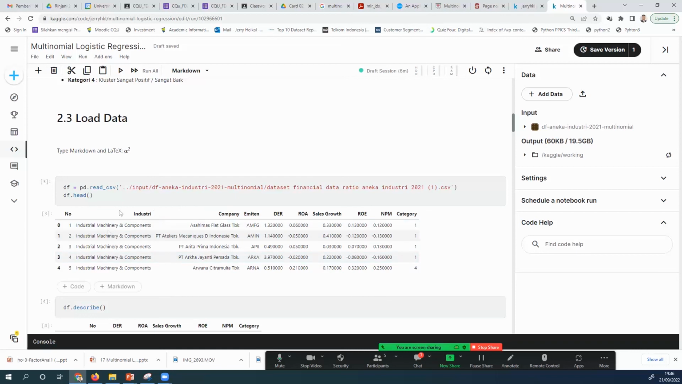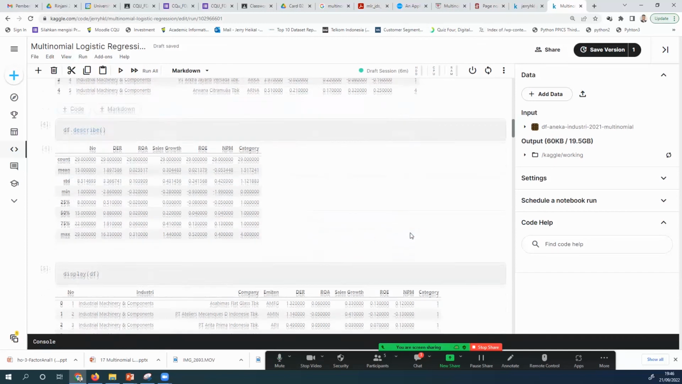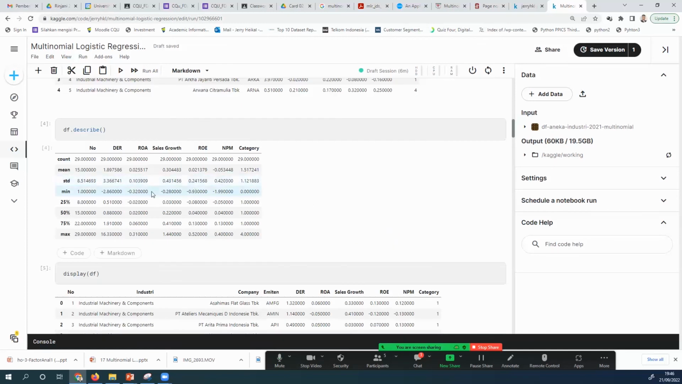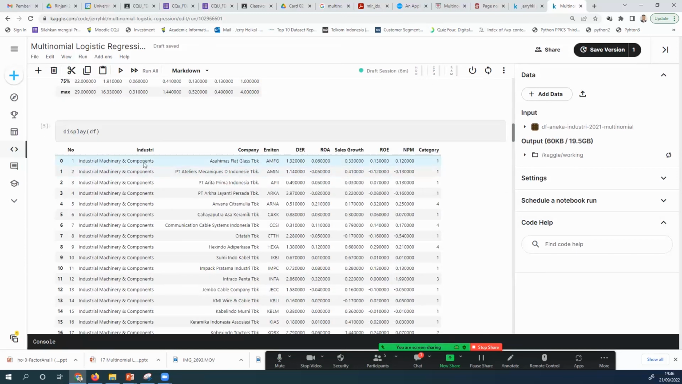And then let's load the data. So this is the data as usual: the industry, the company, the ratios, and the category of cluster. So you have the cluster category from the previous studies on the clustering result. So the result is here already. This is the data: the count, the mean, standard deviation, minimum, and max. So let's display it: the industry, the company, the emittent codes, the ratios, and the categories.